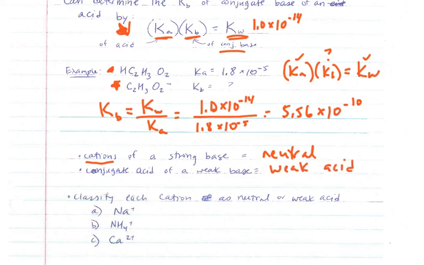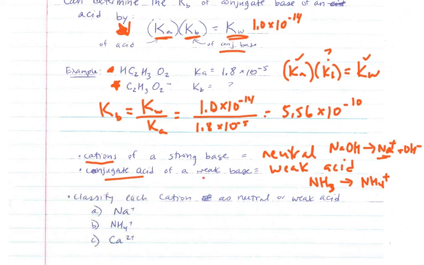So for example, sodium hydroxide is a strong base. When it dissociates into sodium and hydroxide, all right, this sodium is neutral. It does not have any acidic quality. But for ammonia, which is a weak base, its conjugate acid is NH4+, which does act as an acid. It's a weak acid.